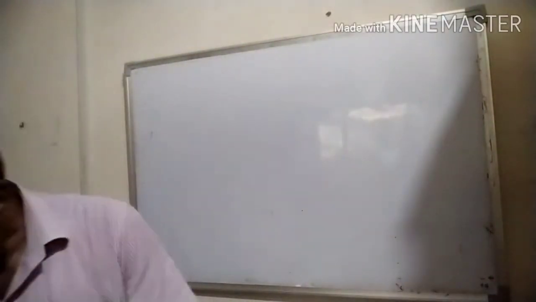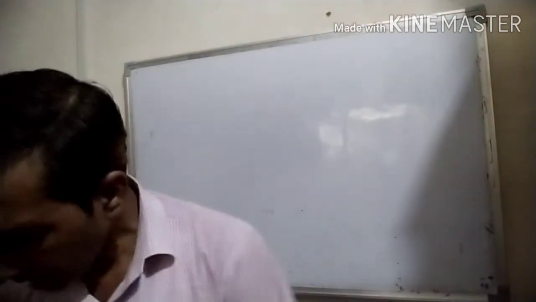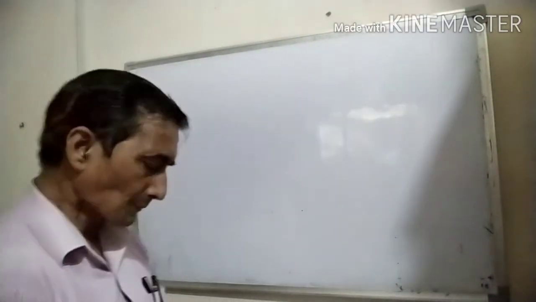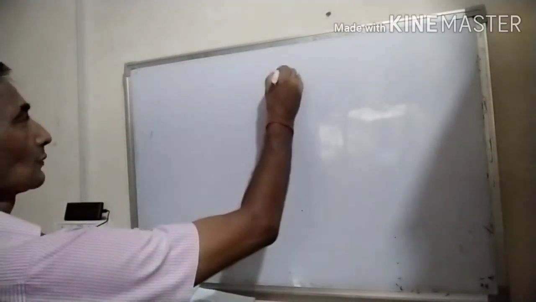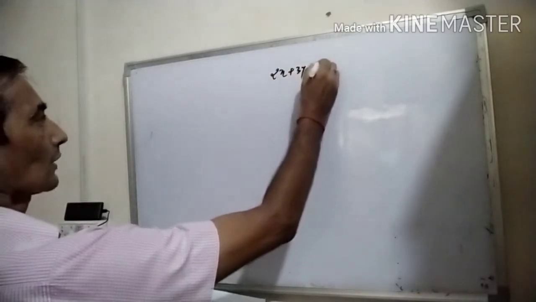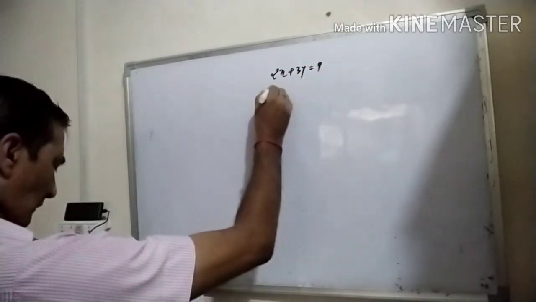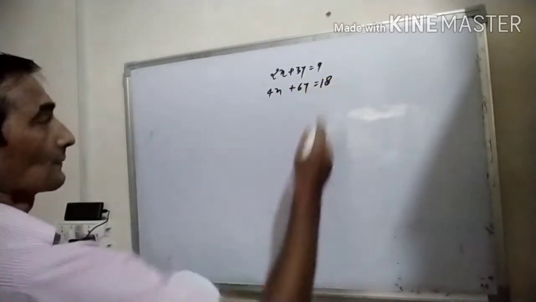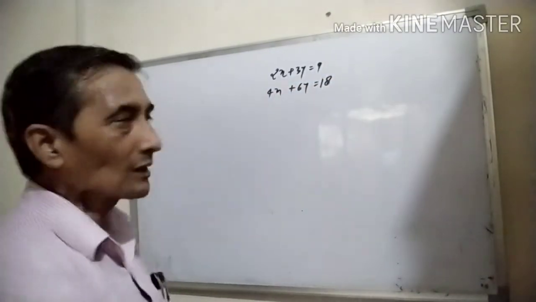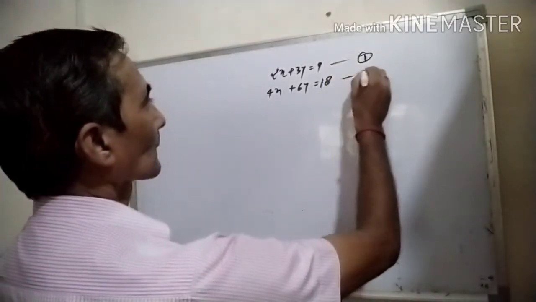For infinite solutions, take two linear equations: 2x plus 3y equal to 9, and 4x plus 6y equal to 18. These are two linear equations, the first and the second.